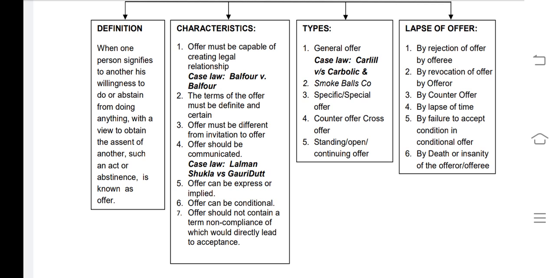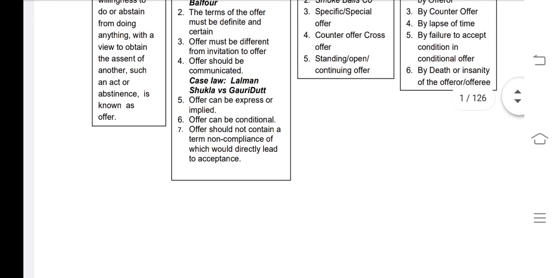In the leading case law, Balfour versus Balfour, Balfour was a man and Balfour his wife. Balfour, as the husband, promised to gift a diamond ring on the 16th birthday to his wife, but on the birthday he failed to fulfill his promise. Therefore she has no right to claim against Balfour, because it is not capable of creating a legal relationship in the eyes of law. Therefore they cannot sue each other. Therefore an offer must be capable of creating a legal relationship.